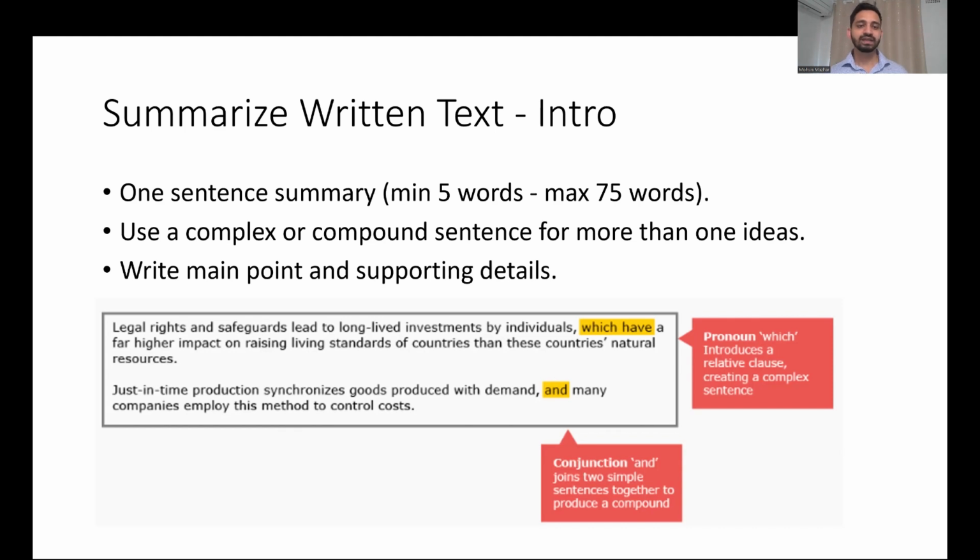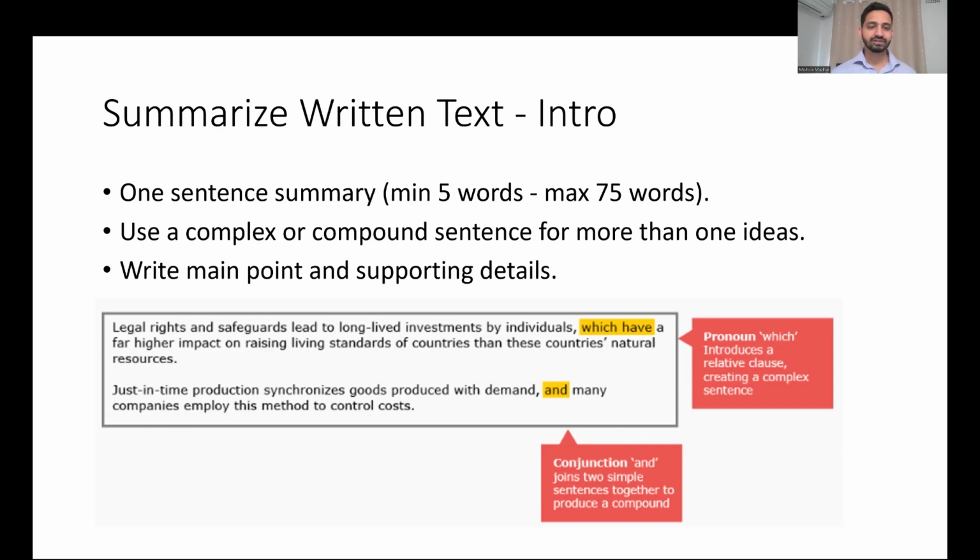We'll have to write the main and supporting details. So the main point, we'll start our summary with the main point, and then we'll add the supporting details. And this is very important that you write supporting details, because a summary will not be complete without the supporting details. So let's look at two summaries here, which have been written in one sentence, and both of them are using the complex or compound sentences.